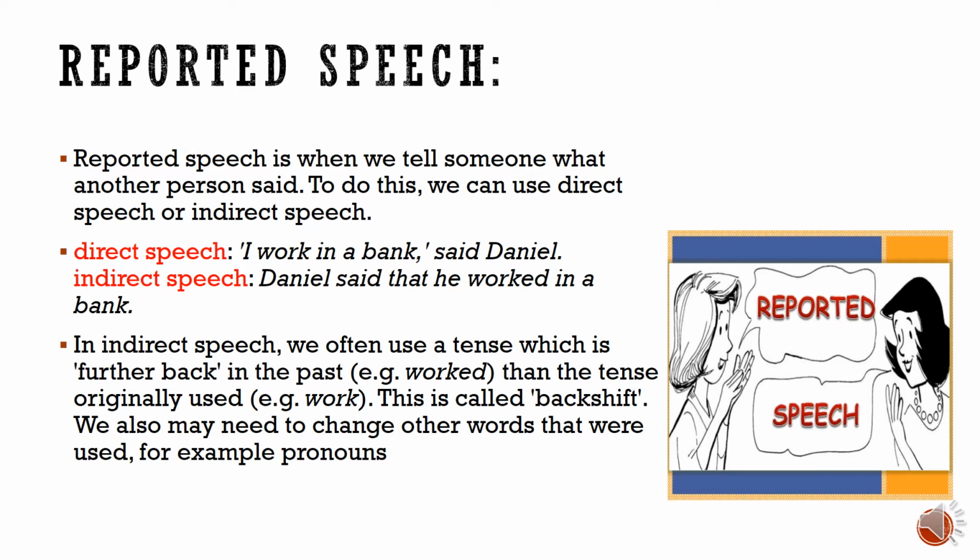But in indirect speech, you can change the pronouns and change the tenses of the verbs. Now, in indirect speech, we often use a tense which is further back in the past. So if you have a simple present tense in the direct sentence, in the indirect sentence, you have to make it simple past. If you have simple past, you have to make it past perfect, and so on. Like "worked here," then the tense originally used, which is "work." This is called back shift. We also may need to change other words that were used, for example, the pronouns. So of course we have to change the verb tenses and the pronouns in the indirect sentences.